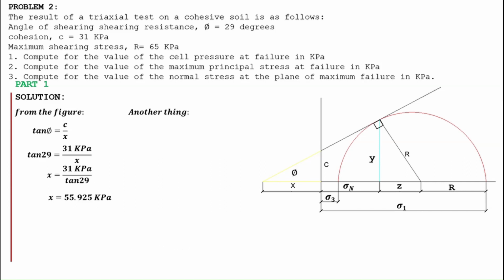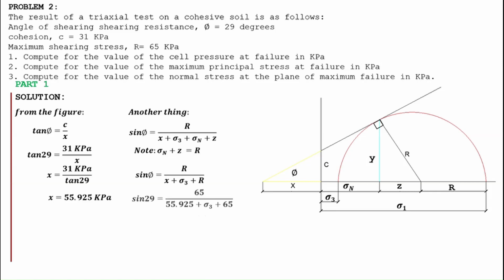Carrying on, from the same illustration, sine of angle phi is equal to the radius of Mohr's circle r over x plus sigma 3, or the cell pressure, plus sigma n plus c. Take note that sigma n plus c is just equal to the radius of Mohr's circle. Simplifying it further, sine phi is equal to radius over x plus sigma 3 plus radius. Substituting values, we get sine 29 degrees is equal to 65 kilopascal over 55.925 kilopascal plus sigma 3 plus 65 kilopascal. Using the shift solve function of our calcu, we get sigma 3, or cell pressure, is equal to 13.148 kilopascal.